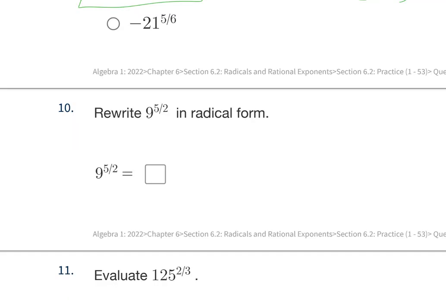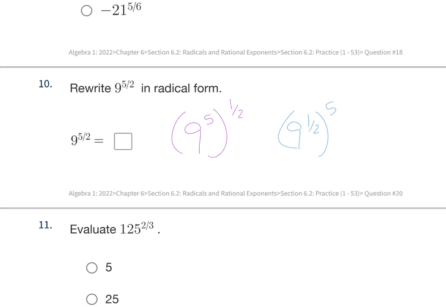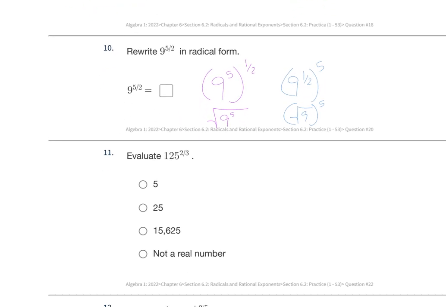We are rewriting 9 to the 5/2 power in radical form. There are 2 ways we could do this. You could do that, and you could do that. Both of these are actually going to produce different looking answers. This purple one is going to be the square root of 9 to the 5th power. This blue one is going to be the square root of 9 to the 5th power. Either one of those is the right answer.